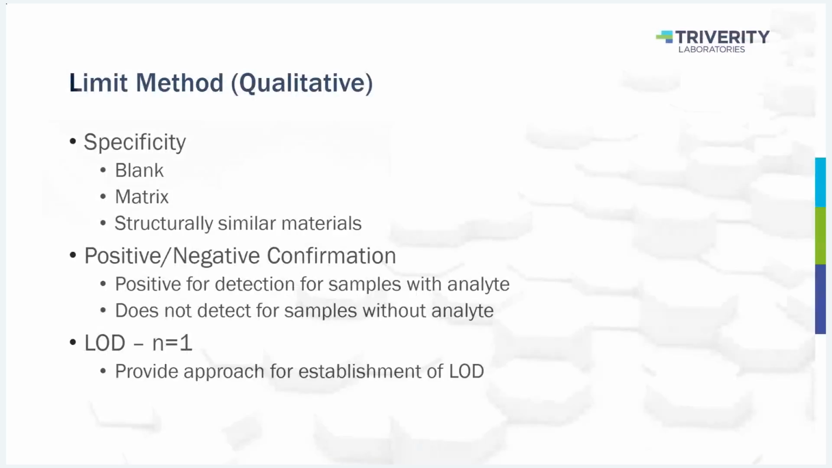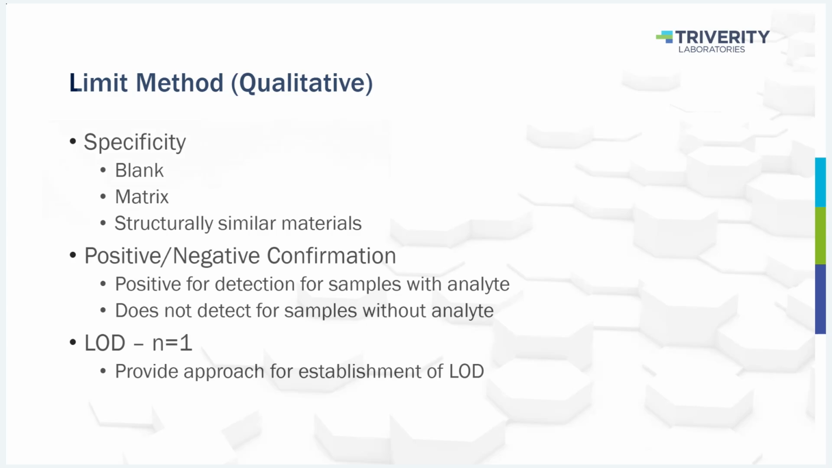For a limit method, so this is a qualitative method for an impurity, as an example, we would be looking at specificity, blank matrix, structurally similar materials, and then we need to do a positive and negative confirmation. So we want to make sure that something that is above the limit fails, and something that's below the limit passes. So you're going to run two sets of samples. I've seen it as an N of 1 of each of them. I've seen it as an N of 3 of each of them.